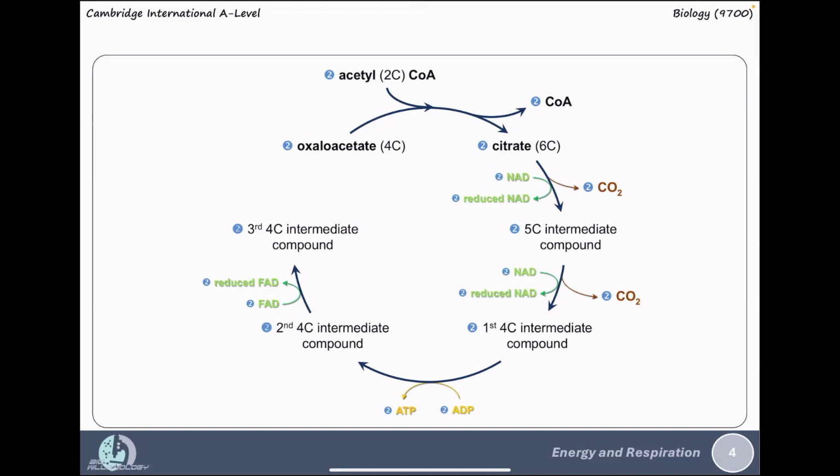On the other hand, FAD receives hydrogen atoms and is itself reduced to form reduced FAD. In order to generate back the oxaloacetate, this 4-carbon intermediate compound must undergo dehydrogenations again. So these dehydrogenations involve the removal of the hydrogen atom from the third 4-carbon intermediate compound, and this hydrogen atom is transferred to NAD. So NAD receives this hydrogen atom and is reduced to form reduced NAD, and oxaloacetate is regenerated.